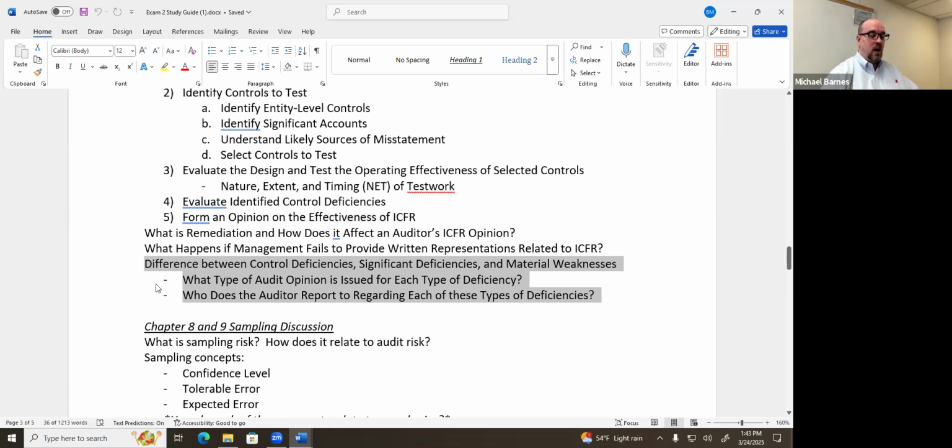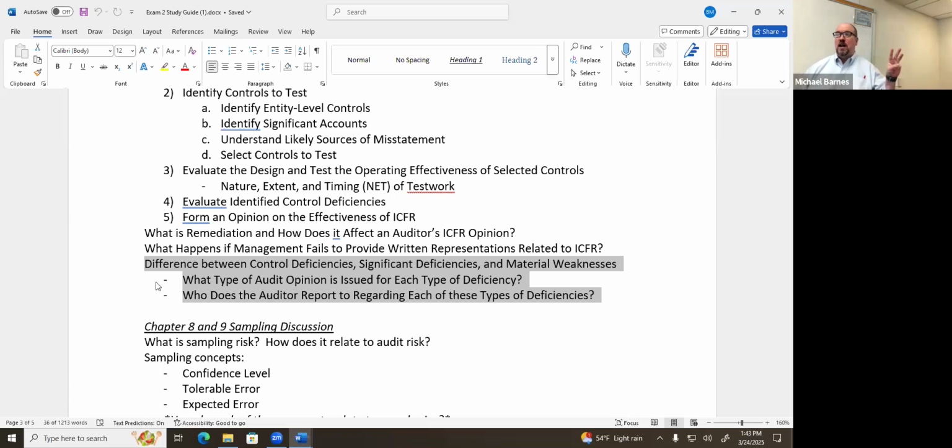Also, who does the auditor report to regarding each of these types of deficiencies? Let's list them out. Let's say that I'm an auditor and I identified only control deficiencies in my audit. Who am I going to tell? Management, okay? Let's say that I have some significant deficiencies. I'm going to tell management. Anybody else? The audit committee, good, okay.